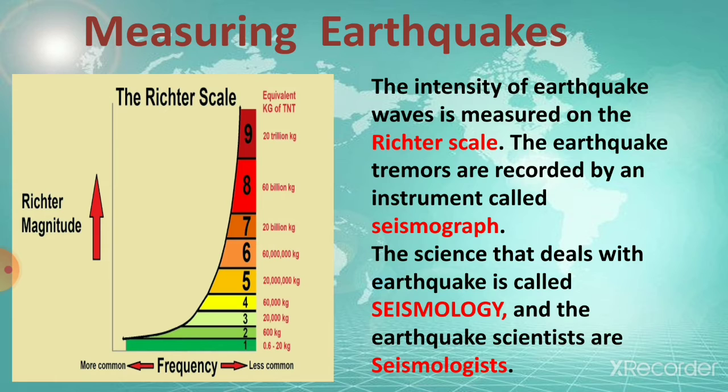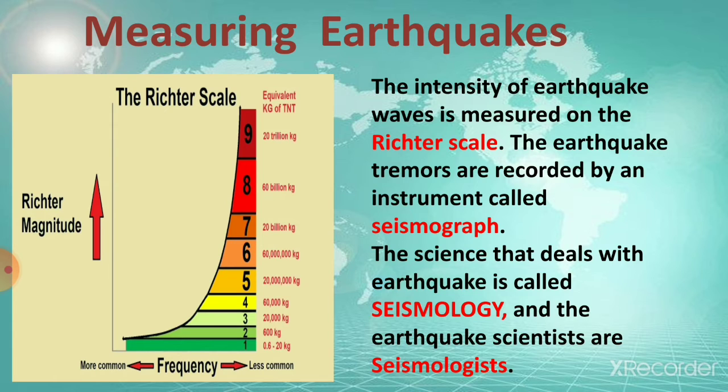The instrument which is used for measuring of the earthquake waves is seismograph. And the science that deals with earthquakes is seismology. The scientists who study about earthquakes are called seismologists. Richter scale ranges from 0 to 9, as you can see here in the figure. An increase of 1 point on Richter's scale indicates that the force of the earthquake is 10 times greater than the strength of the previous number. Earthquakes of intensity 6 and above are very destructive.